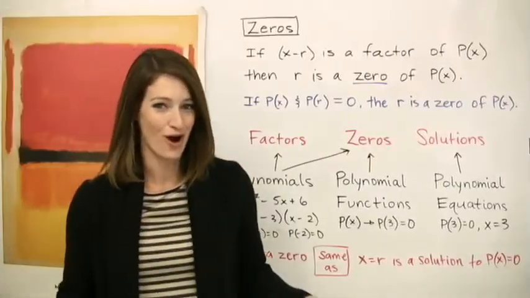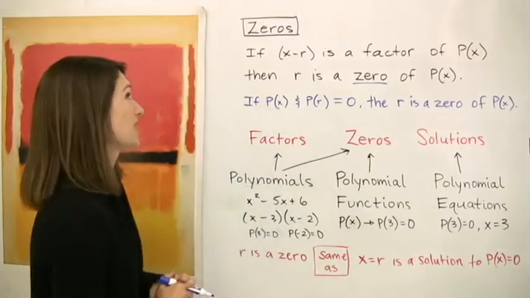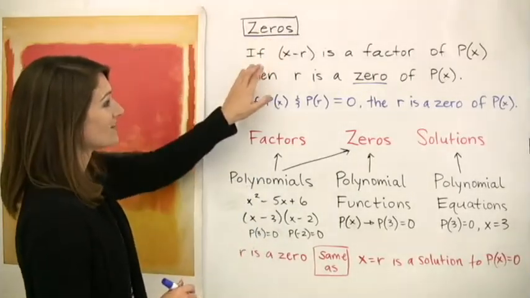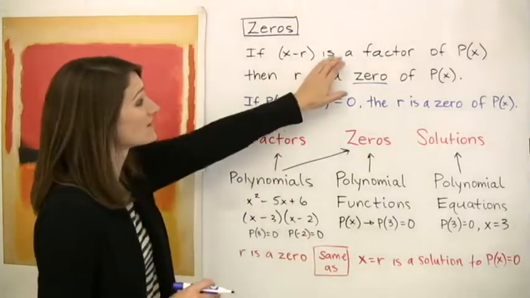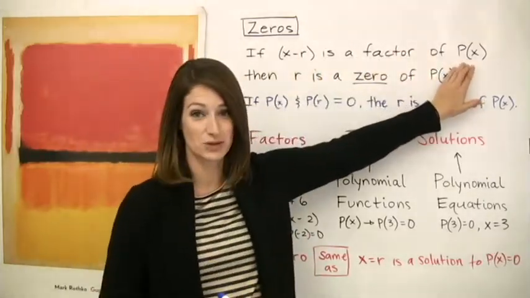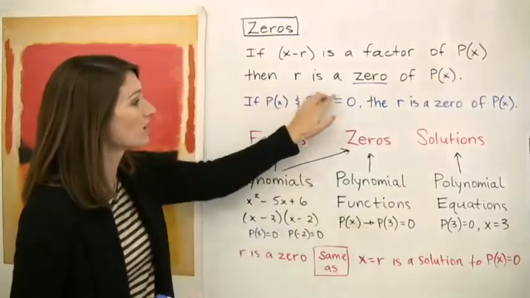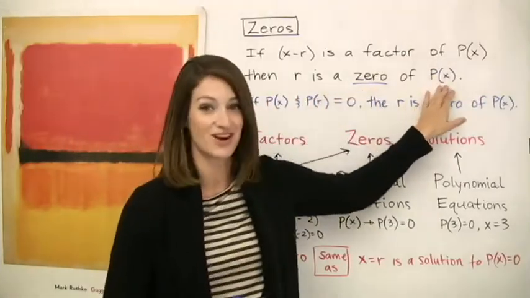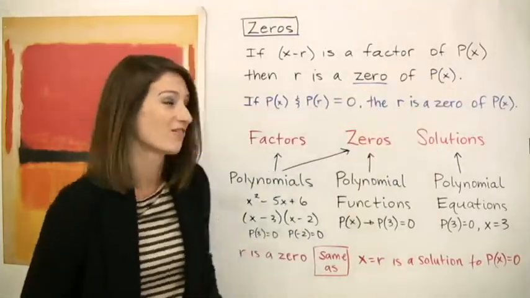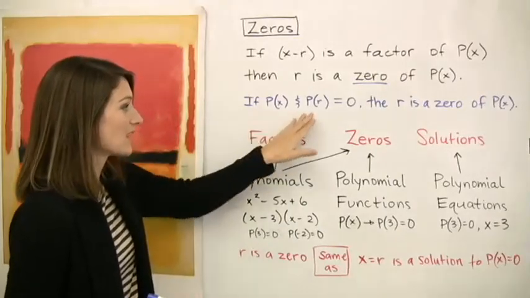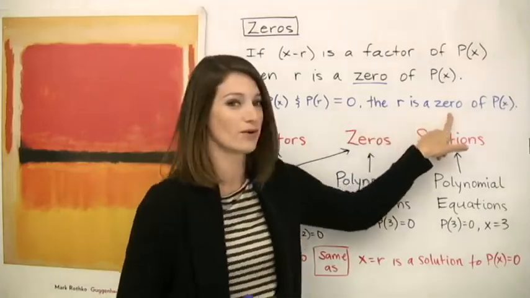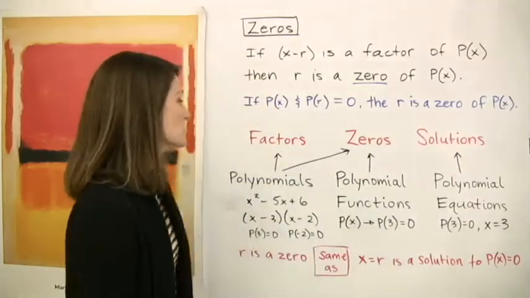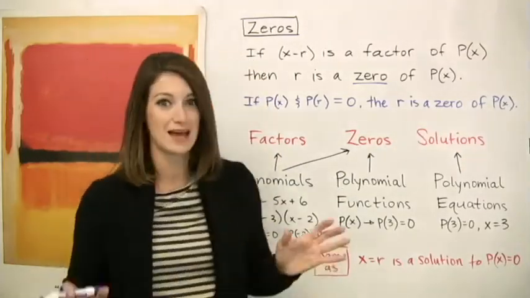Let's talk about the number r. Now we can give r a special name, and that's called a zero. So the definition for a zero is if x minus r is a factor of the polynomial function p of x, then r is a zero of that function. We can restate this definition saying if p of r equals 0, then r is a zero of that function. So we have a few different terms here and they can get a bit confusing.